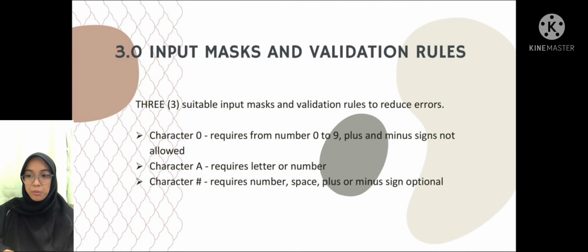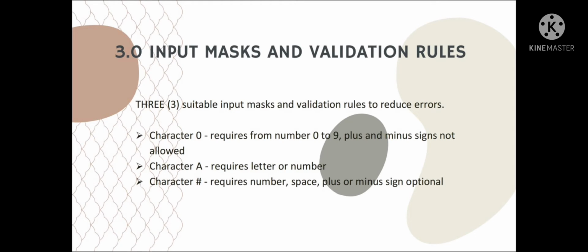Question 3. Input mask and validation rules. Three suitable input masks and validation rules to reduce errors. 1. Character 0 requires numbers from 0 to 9, plus and minus signs not allowed. Character A requires letter or number. And the last one, character hashtag, requires number, space, plus or minus sign optional.